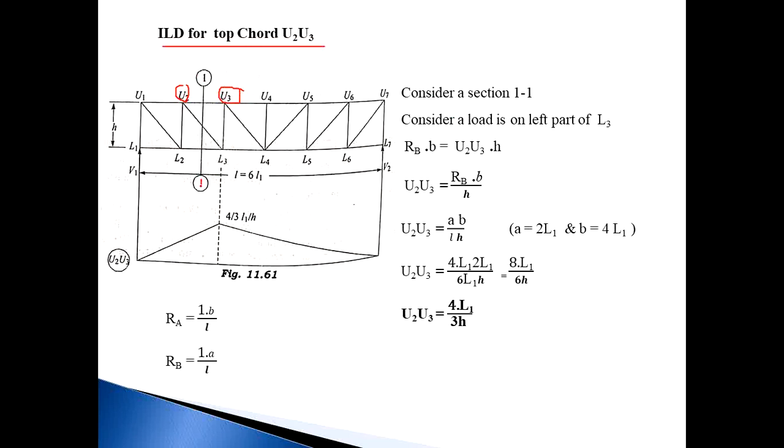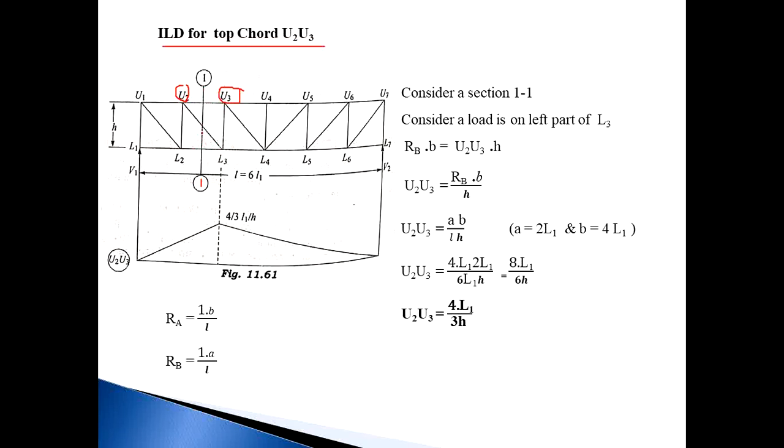This is the section 1-1. Due to this section, the truss is divided into two parts, the right part and the left part. Consider the load is on the left part, means the load moving on the left of L3. Remember that the load acts only on the joints, whether on the right side or the left side. So first consider the left part of L3, means the load lies between L1 and L3.